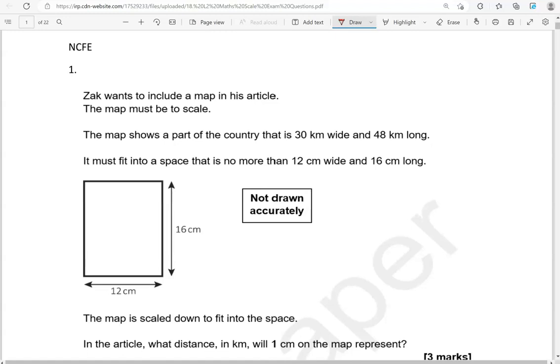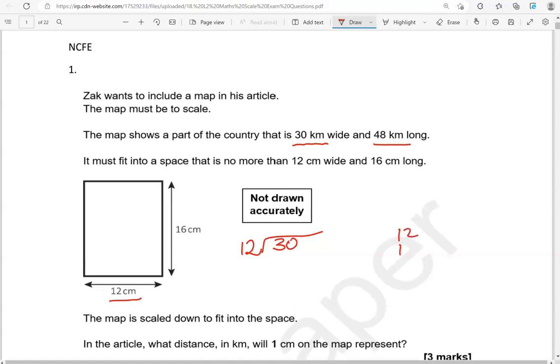So the space we have on the map is 12 centimeters by 16 centimeters. And in reality, the part of the country measures 30 kilometers by 48 kilometers. So we're going to need to fit 30 kilometers into 12 centimeters and 48 kilometers into 16 centimeters. So let's try. 30, if you divide that by 12, will give us the scale. So how many 12s fit into 30?